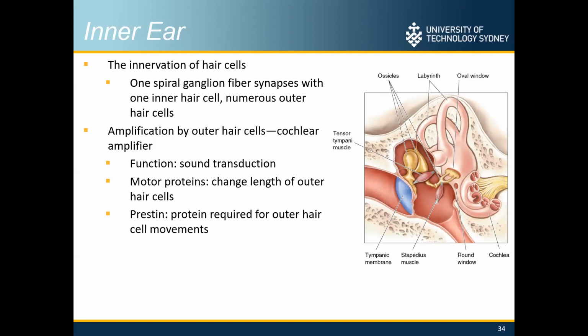Within each outer hair cell, there is a motor protein that enables the hair cell to change its length. This can influence the degree to which the inner hair cell can bend and depolarize in response to a stimulus.